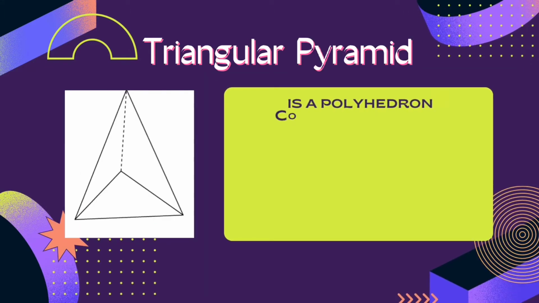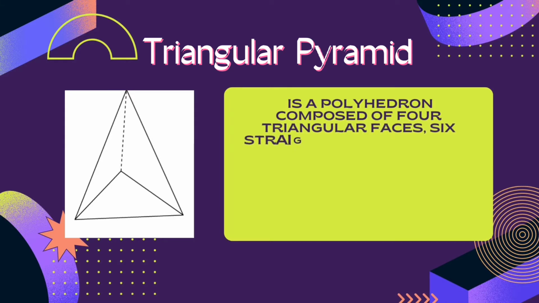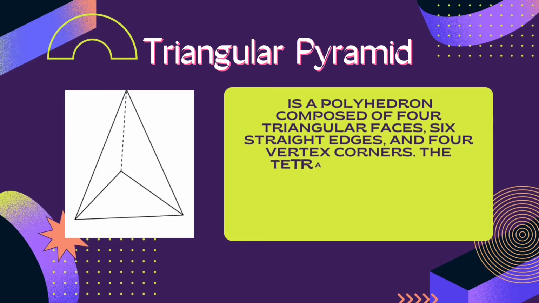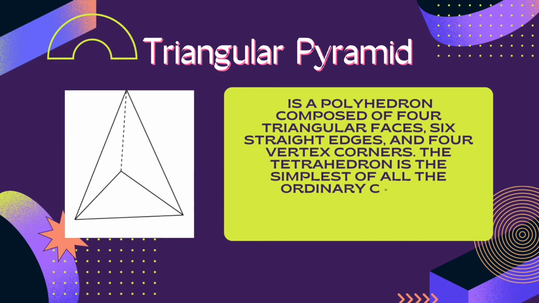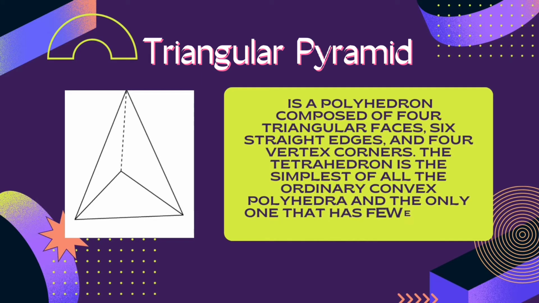Triangular pyramid is a polyhedron composed of 4 triangular faces, 6 straight edges, and 4 vertex corners. The tetrahedron is the simplest of all the ordinary convex polyhedra and the only one that has fewer than 5 faces.